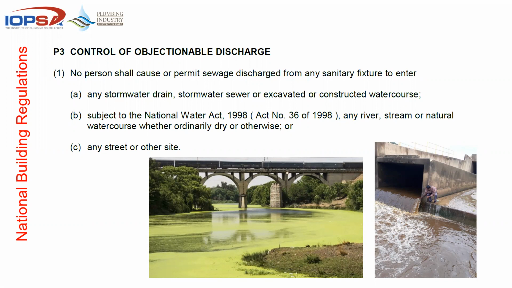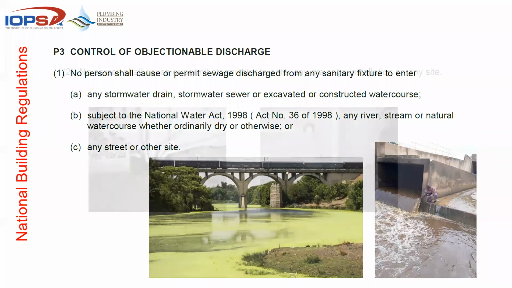Let's start with the biggest hammer. National Building Regulations Part P3 speaks to the control of objectionable discharge. So objectionable in this case being no person shall cause or permit sewage discharge from any fixture to enter a stormwater drain, stormwater sewer, or excavated or constructed watercourse, river, stream, or natural watercourse, whether ordinarily dry or otherwise, or street. Originally, this looked like a funny reference until you actually literally see the sewage running down the street.